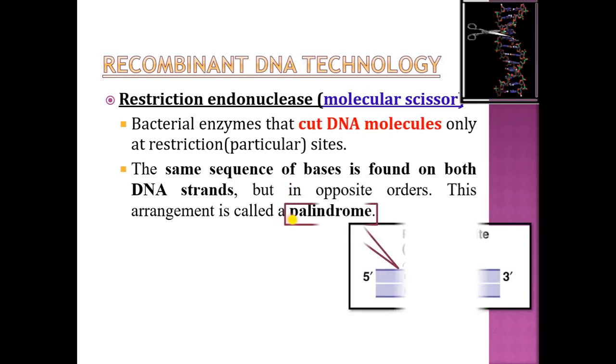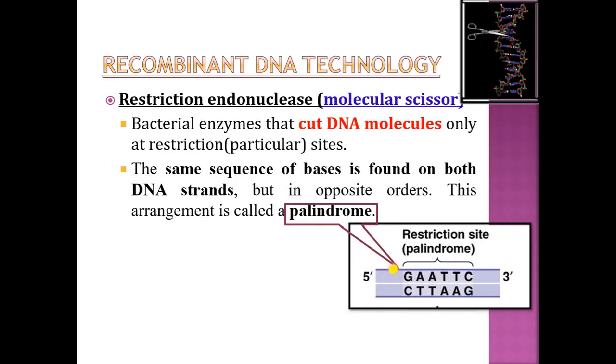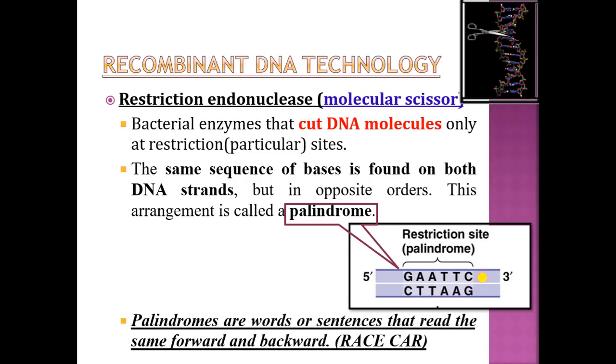This enzyme acts at a palindromic site. A palindromic site means a site that reads the same from the front or the back, like "race car." If you read it forward it is "race car," and backward it is also "race car." In the same way, in double-stranded DNA, the same sequence is found in the opposite order.